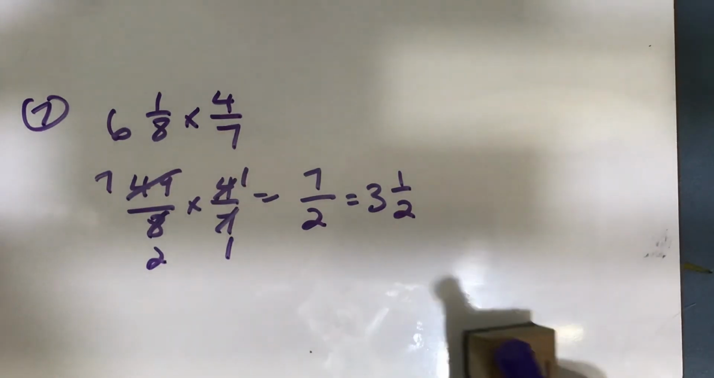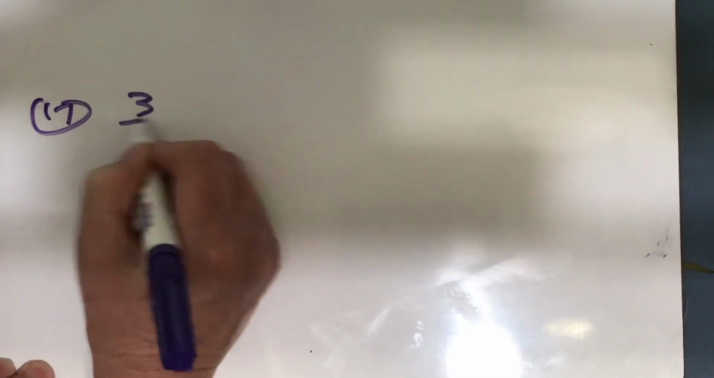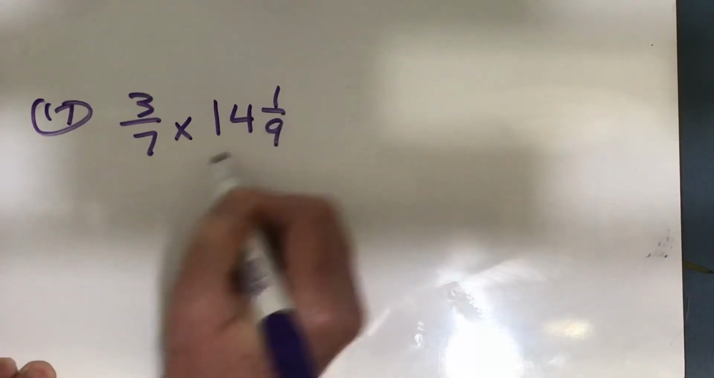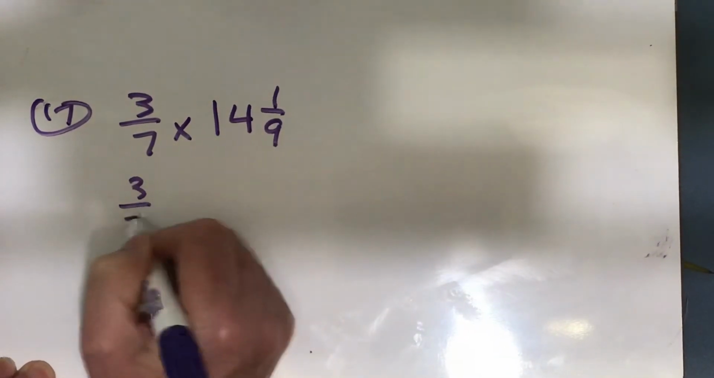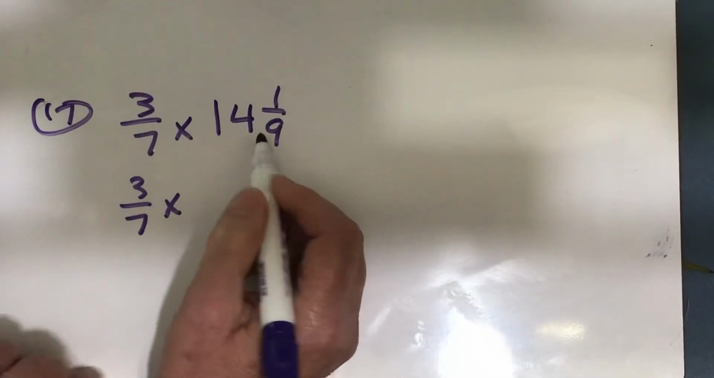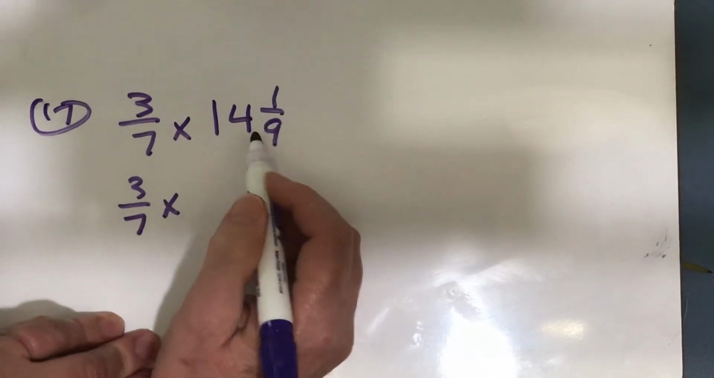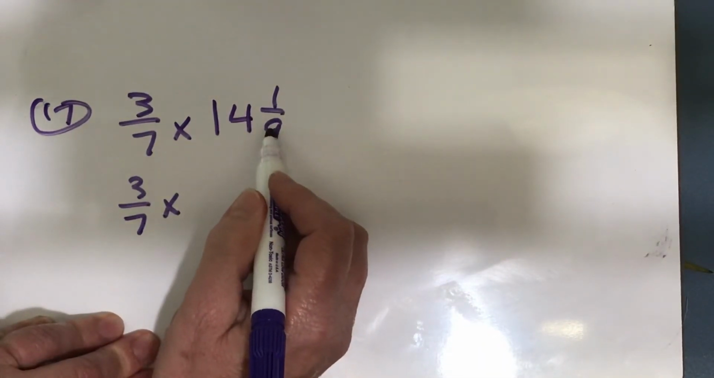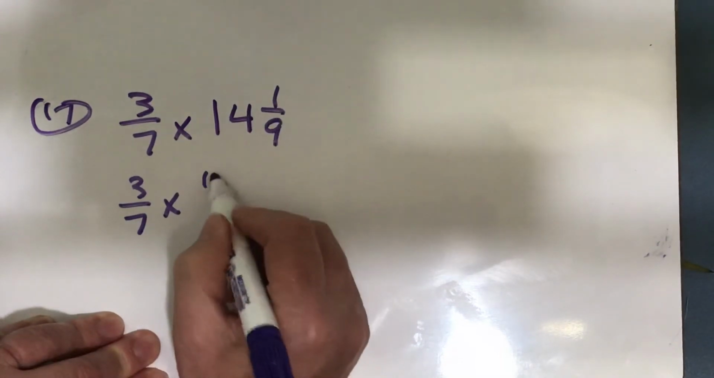And then I'm going to do one more with you. I'm going to go down to number 17. Number 17 is 3/7 times 14 1/9. So 3/7 times 14 1/9. I have to change this to an improper fraction. So 14 times 9 is 126, plus 1 is 127.